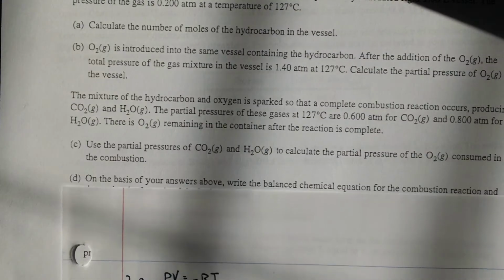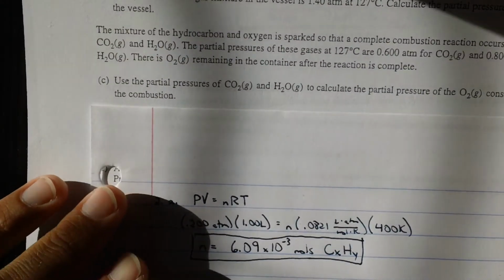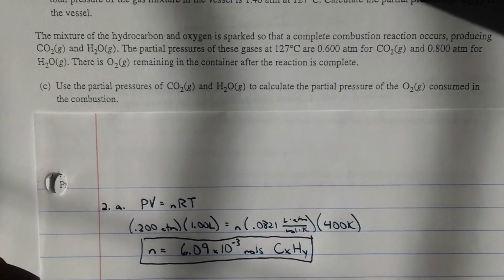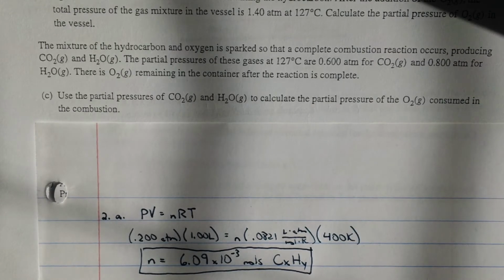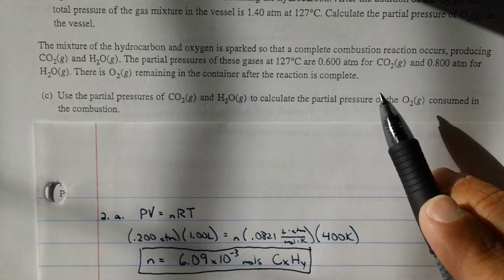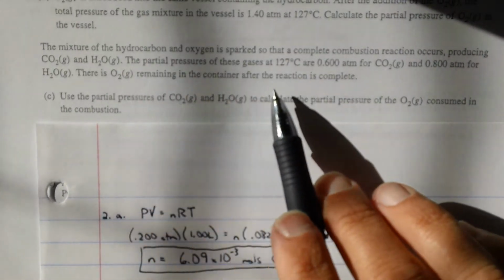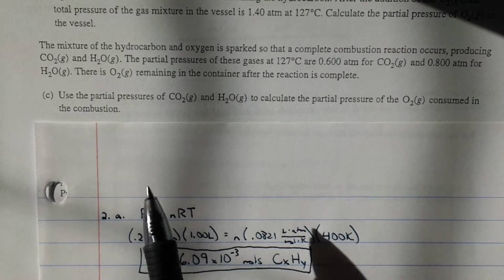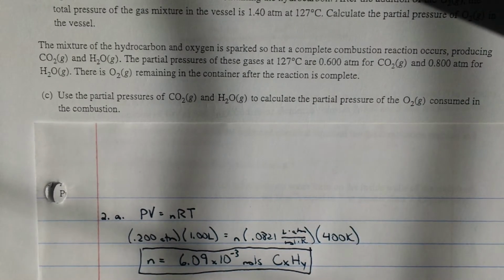Good? All right, then it gets a little more fun. It says the mixture of the hydrocarbon and oxygen is sparked so that complete combustion reaction occurs, producing carbon dioxide and water. They shouldn't have to tell us that. The partial pressures of these gases at 127 are 0.6 atmospheres for carbon dioxide, 0.8 atmospheres for water. There is oxygen remaining in the container after the reaction is complete. Use the partial pressures of carbon dioxide and water to calculate the partial pressure of oxygen that's consumed.